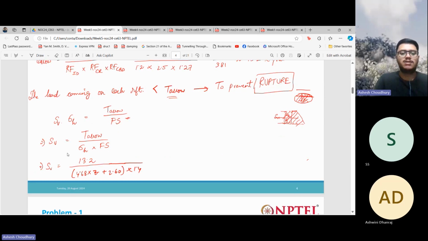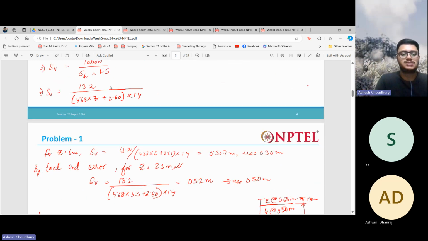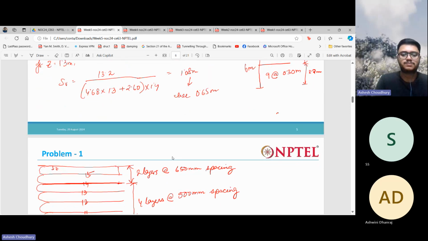Now, how to find out the spacing? The spacing is going to actually satisfy this criteria. Okay, so spacing times the horizontal pressure is equal to T allowable divided by the factor of safety. From there, we get the spacing as a function of the depth Z. So for depth z equal to 6 meter, you have a spacing of this much. By trial and error, we then decide the spacing.